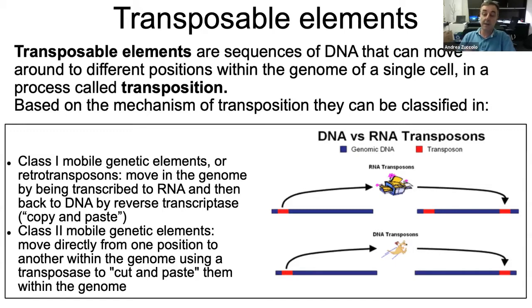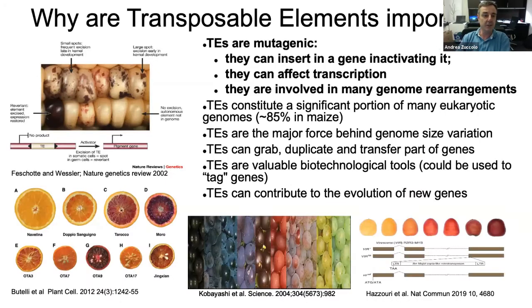And then we have class 2 elements, also called DNA TEs, and they just move from one position to the other inside the host genome. They are excised and moved elsewhere by an enzyme called transposase. If they were a text editor, their movement would be similar to a cut and paste action.